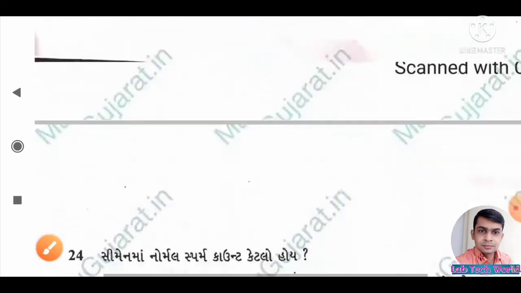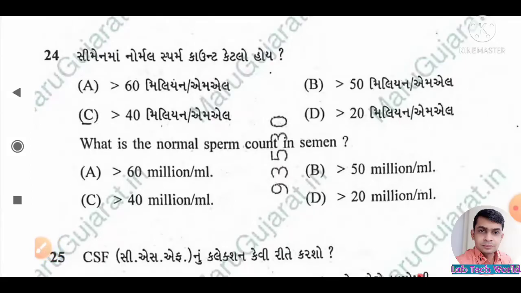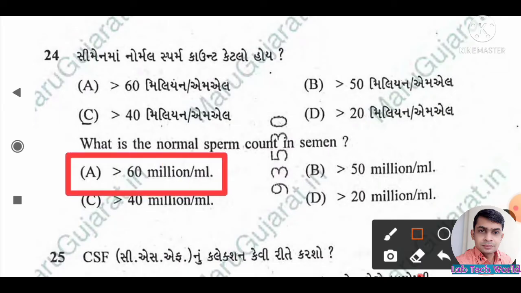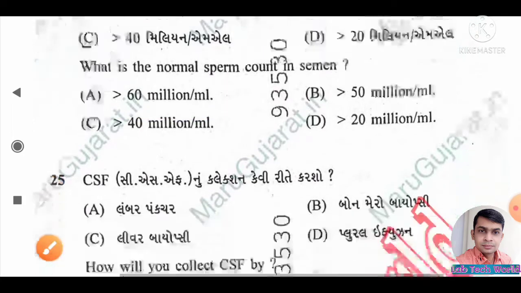Move to the next question, number 24. What is the normal sperm count in semen? Option A greater than 60 millions per ml, B greater than 50 millions per ml, option C greater than 40 millions per ml, and option D more than 20 millions per ml. And the correct answer for this question is option A. Greater than 60 millions per ml is the normal sperm count. So option A is the correct answer for this question. Move to the next question, number 25.